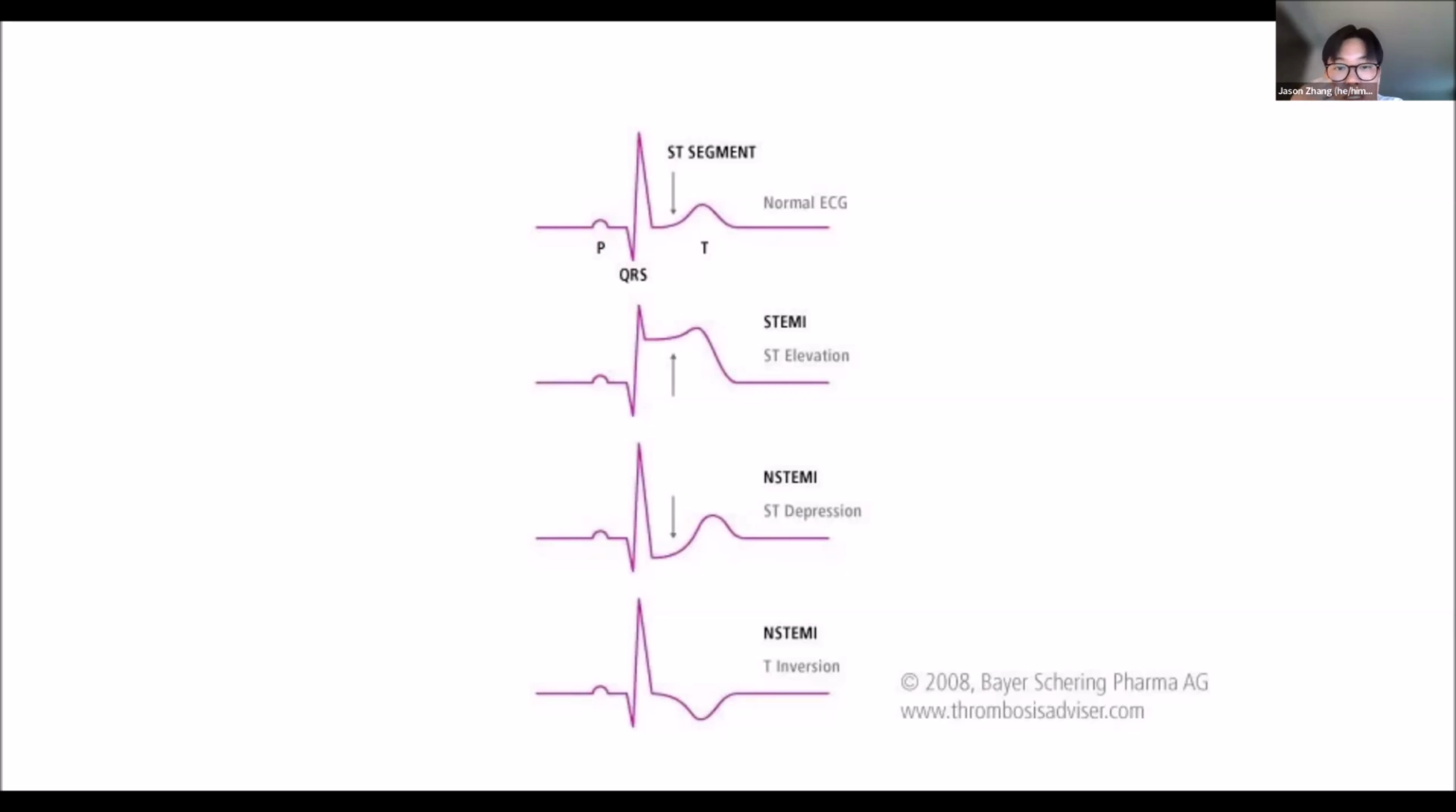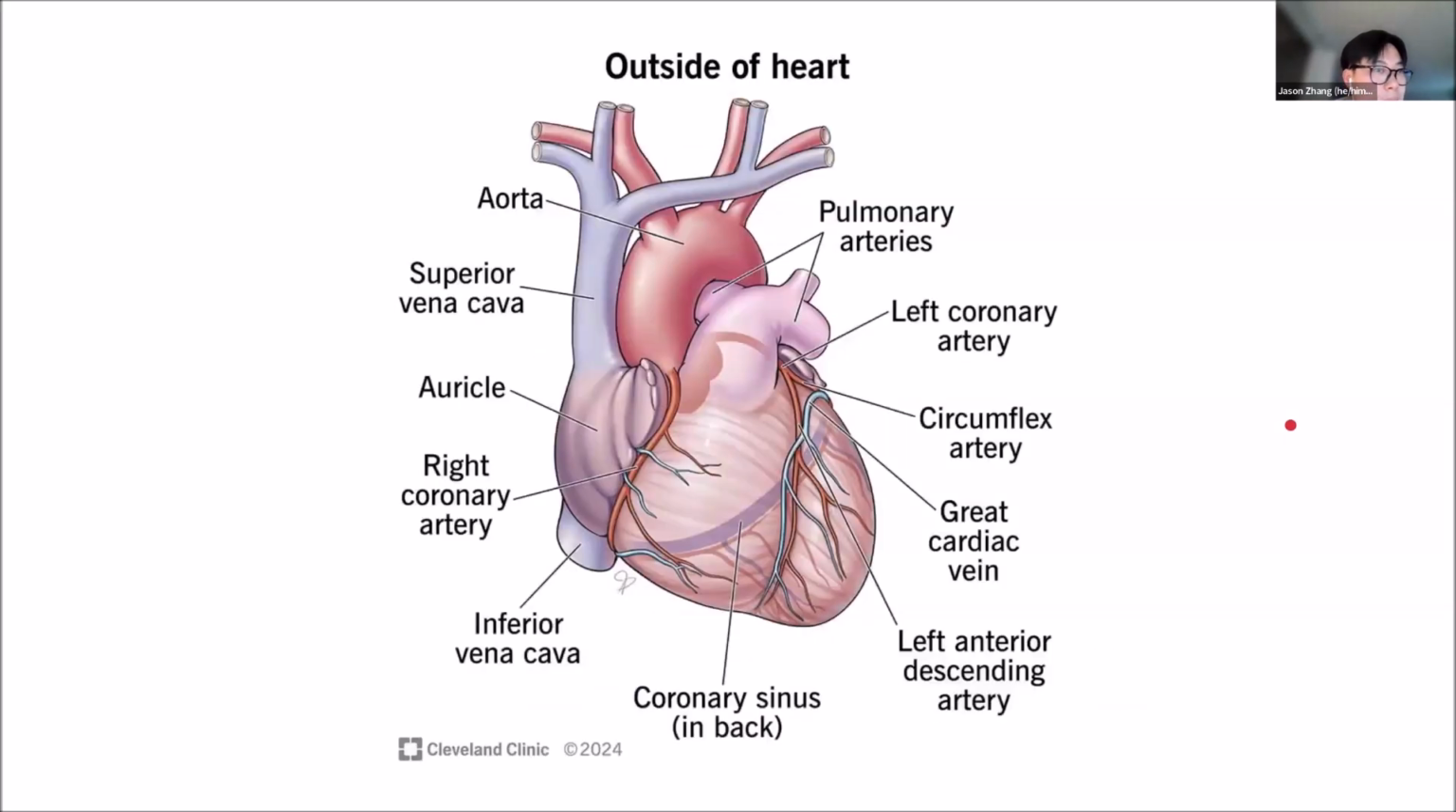Because you'll only get ST elevations when the entire thickness of the heart wall is being affected by the infarction. Versus an NSTEMI, or non-ST elevation myocardial infarction, where maybe 50% of the heart wall is being infarcted. So the electrical signal can still kind of go around it, and it'll present as an ST depression. And sometimes we get T-wave inversions as well, which you'll usually see in an NSTEMI. So these are some things that you'll look for.